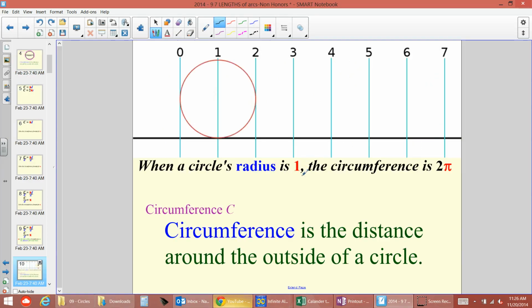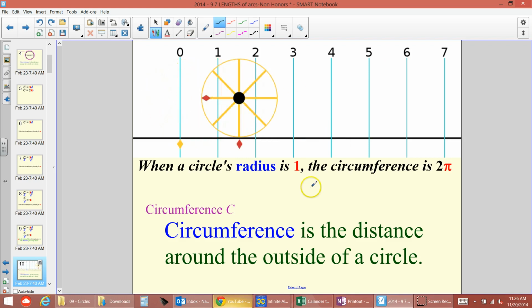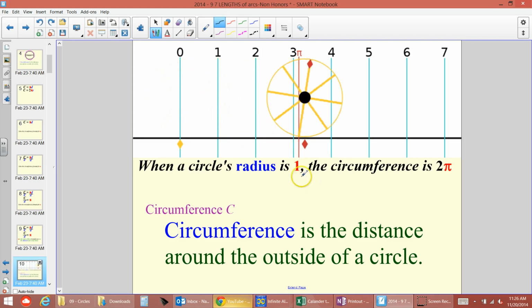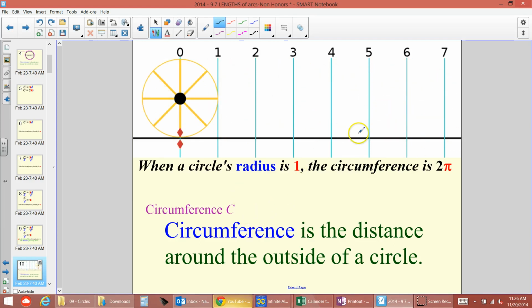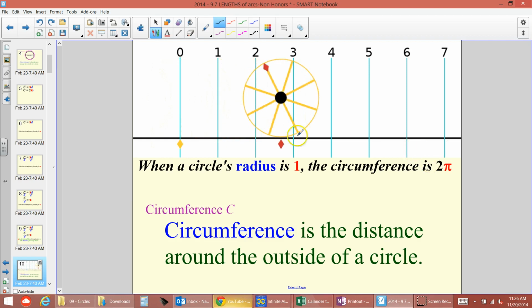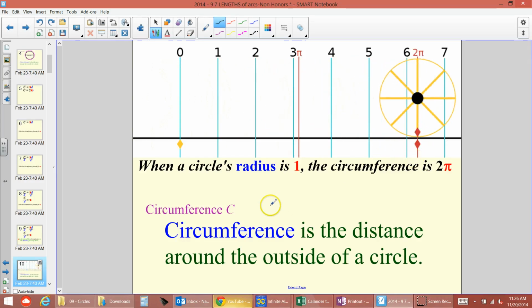So if we look at a circle with a radius of 1, we can see there's pi, and there's 2 pi. So the circumference, the distance around, was 2 pi when the radius is 1. If the radius is bigger, then it becomes more than just 2 pi. The half rotation was at pi, and the full rotation was at 2 pi.